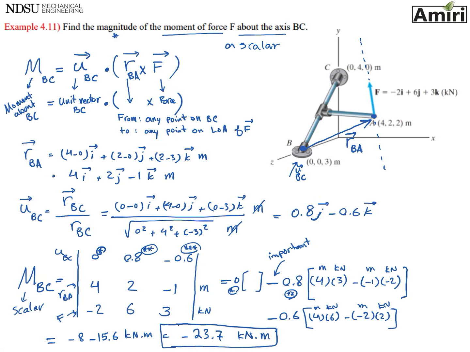So I told you that moment about an axis is a scalar quantity. The problem is asking us to find a magnitude, and we always say magnitude is always positive. So this negative indicates basically the direction that that scalar quantity is pointing. That means that component, instead of going from B to C, because that's where our unit vector was, it's going from C toward B. That's what this negative indicates at the end of our answer.